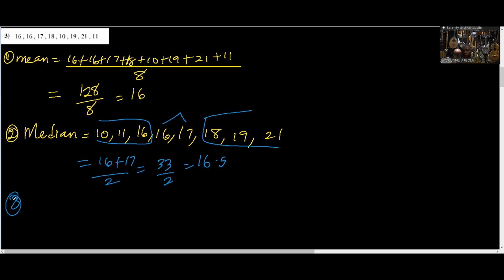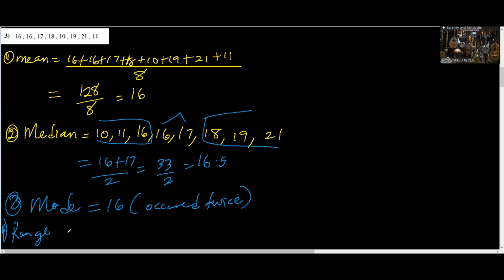Then for the mode, it is the one that occurred most. So which one occurred most? It's the 16 that occurred twice, while the rest of the numbers occurred only once. So with this, then the range, number 4, the range is the biggest minus the smallest. So you can see the biggest is 21 minus the smallest 10, and our range is 11.